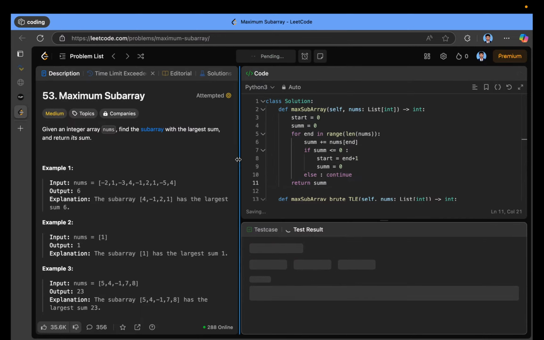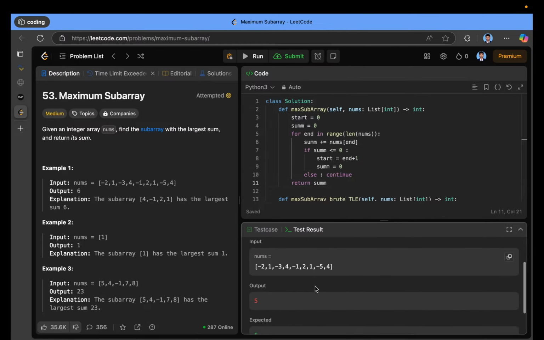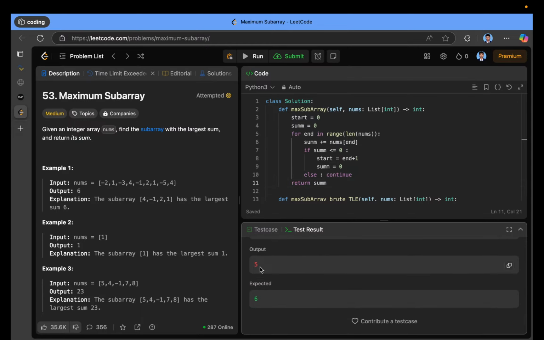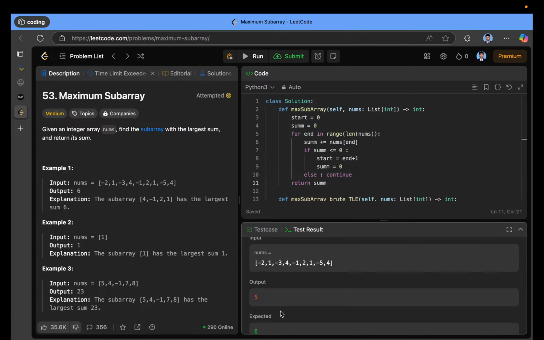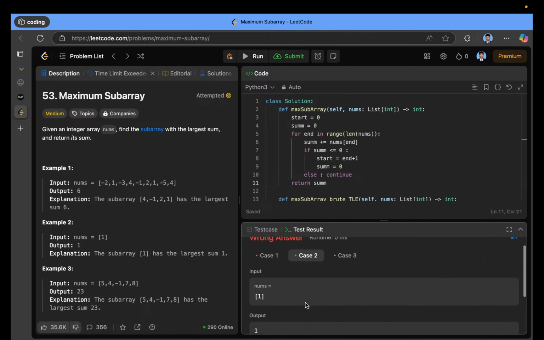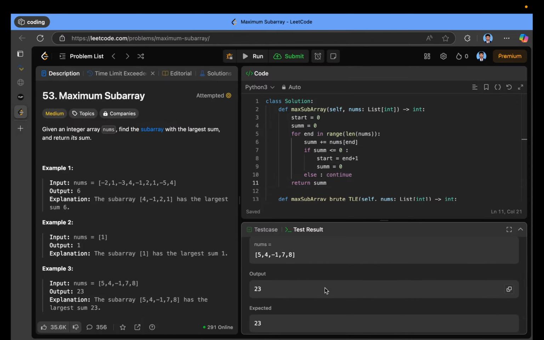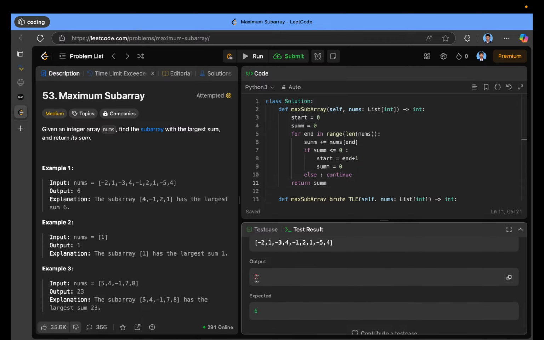Let's do this, guys. Wow, at least two are right and one is wrong. Output is 5 and expected 6. Okay, expected is 6 and my output is 5. In the other two cases, the second test case is right, test case 3 is 23. Oh, it is working. Okay, in test case 1, I'm just not right.